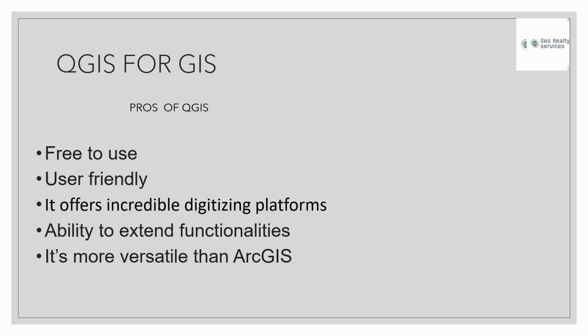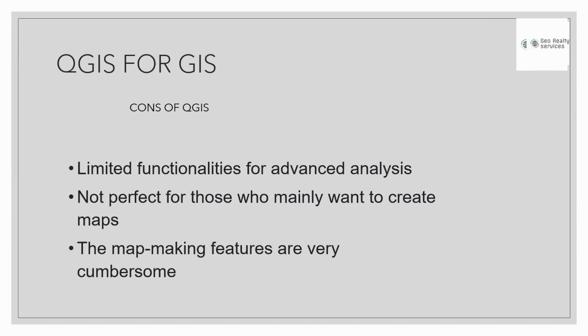Its ability to extend functionality. The app has one major benefit, which is its ability to extend its functionality through the use of plugins. It is more versatile than ArcGIS. The fact that this platform is Mac and Linux friendly makes it one of the best out there for versatility. Quantum GIS also has many cons and disadvantages, which can be disheartening, especially when someone is considering an alternative.